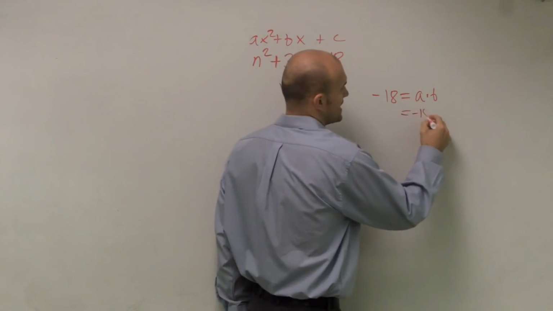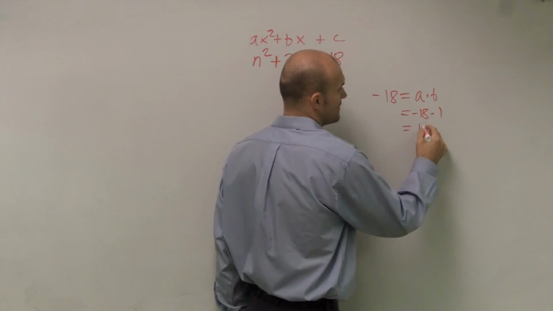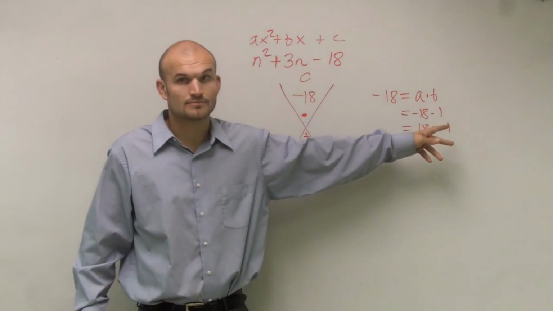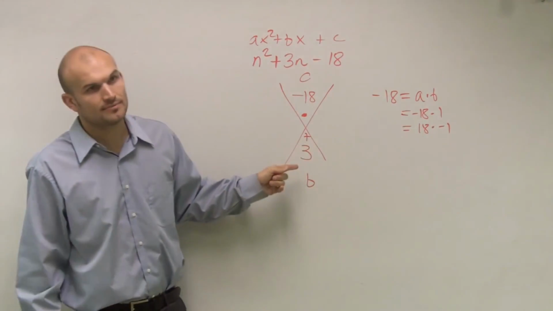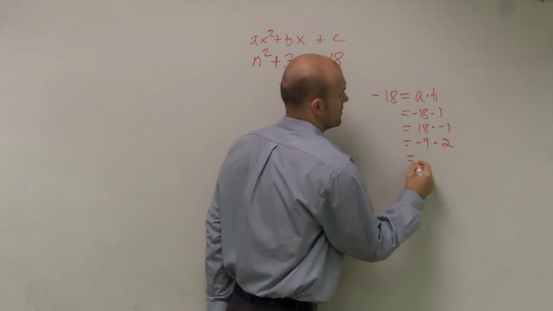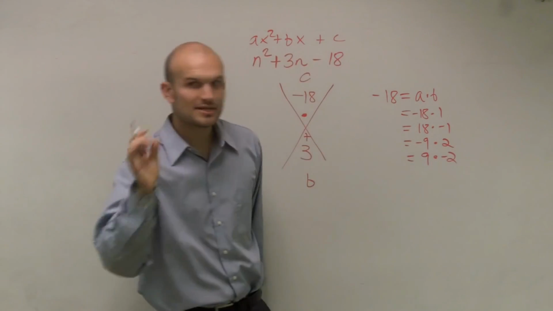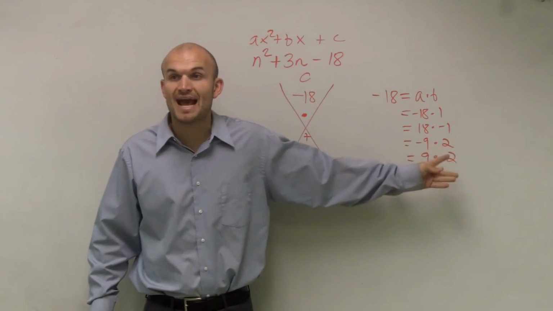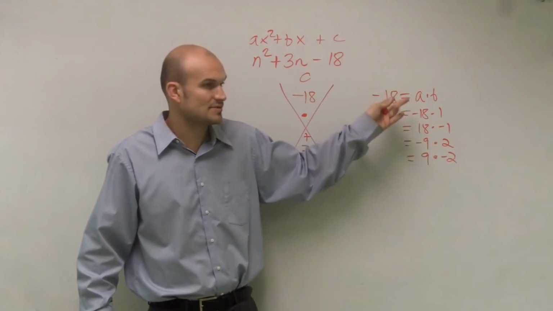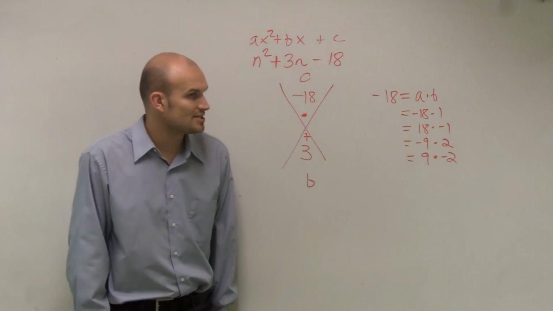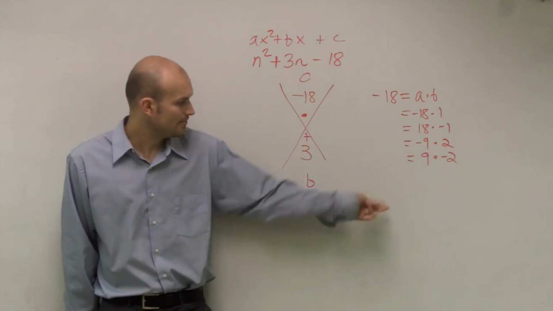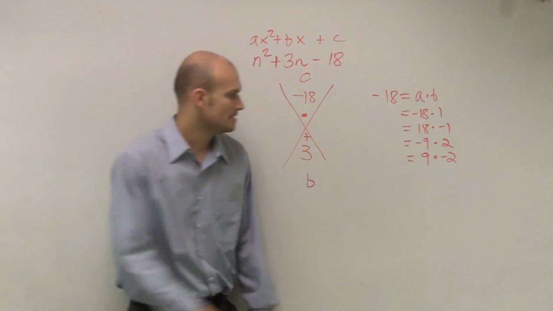I could have negative 18 times 1, or I could have 18 times negative 1, right? Do both of those provide you with a negative 18? Yes. Do either of those, when added up, give you a 3? No. So let's look at the next one. Negative 9 times 2, and 9 times negative 2. So just make sure, guys, you have to check both these solutions, because when you add these, you get different numbers. Negative 9 plus 2 gives you a negative 7, and 9 plus a negative 2 gives you a positive 7. But again, do they give us a 3? Nope. No. So let me work on the next one.